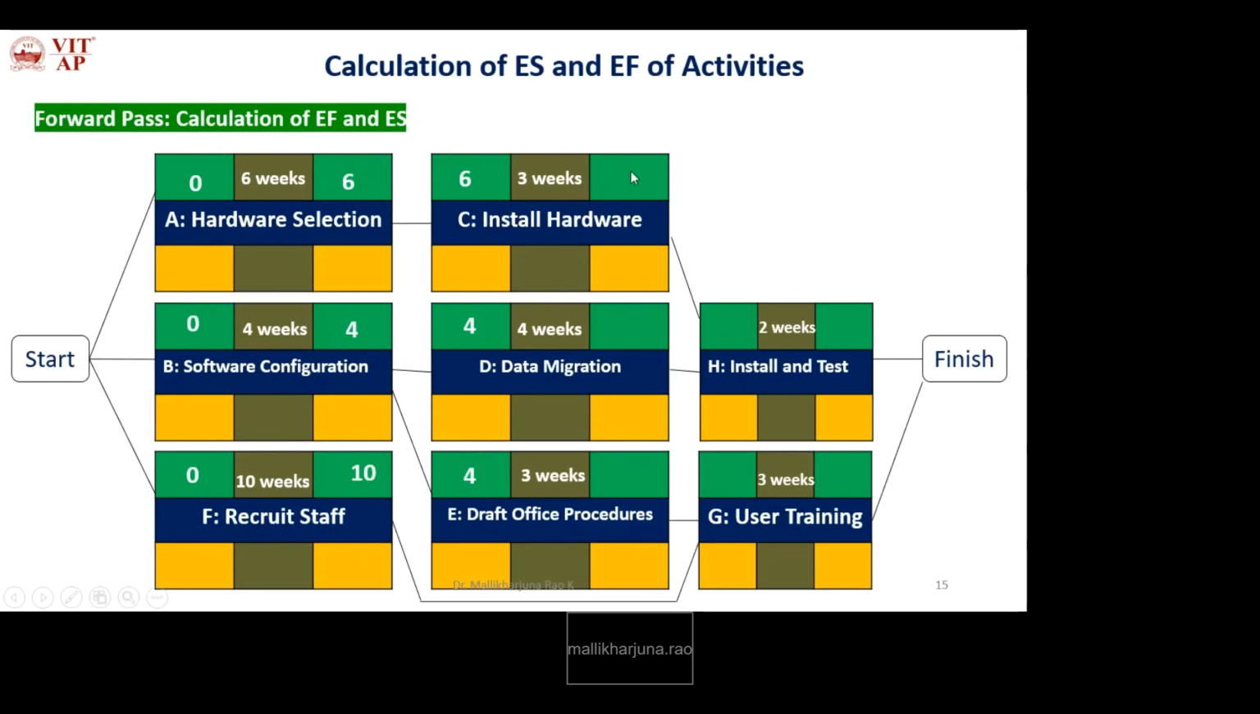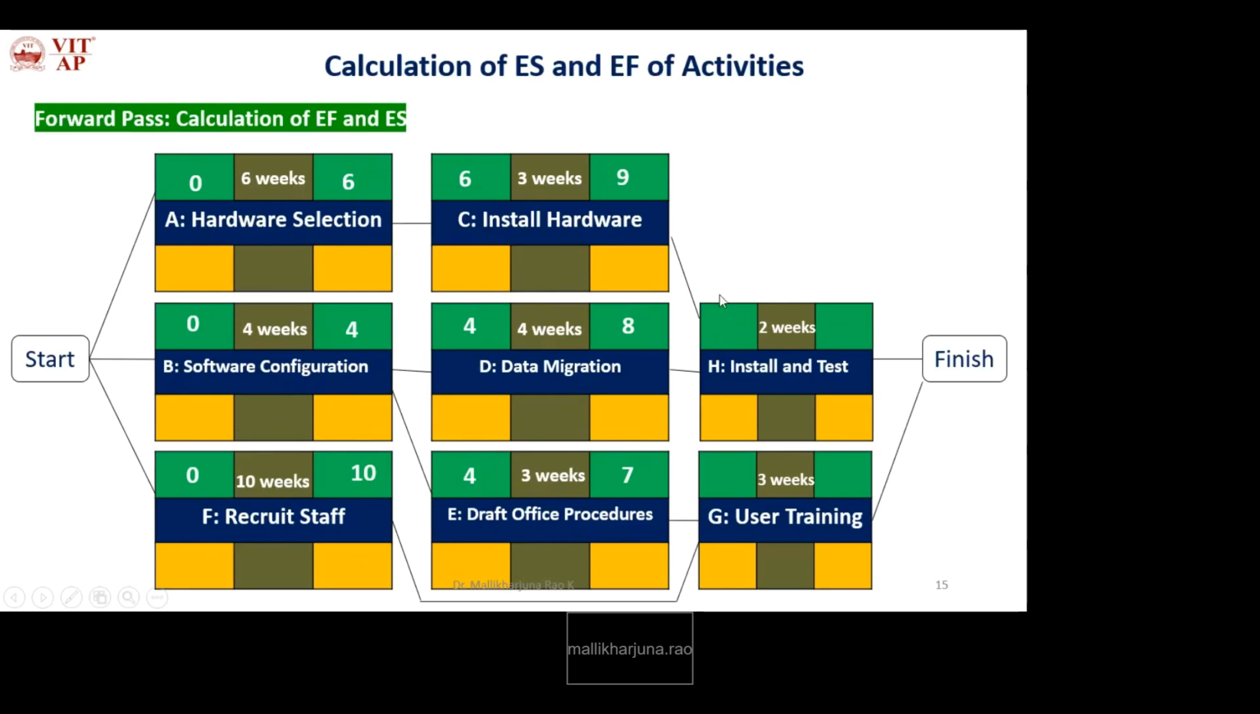Now we need to calculate the earliest finish of these current activities. How will you calculate? Earliest start plus duration. 6 plus 3, how much? 9. 4 plus 4, 8. 4 plus 3, 7. Okay, now we have to calculate the early start for end activities. So how will you calculate the early start for this? The previous activity's earliest finish.